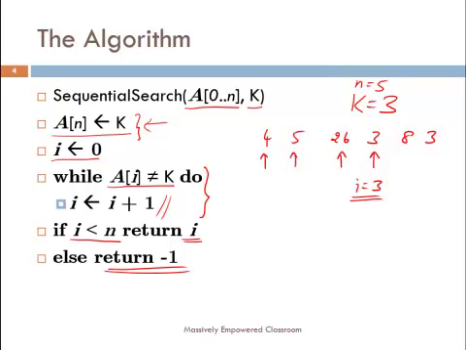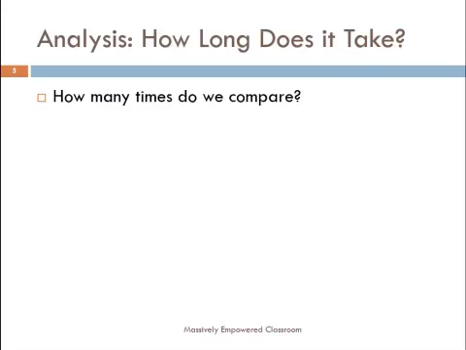On the other hand, if you are looking for some other element which was not present, then you would find it only as the last element which was artificially inserted by you, and then the algorithm would return minus 1. So this is how sequential search works.